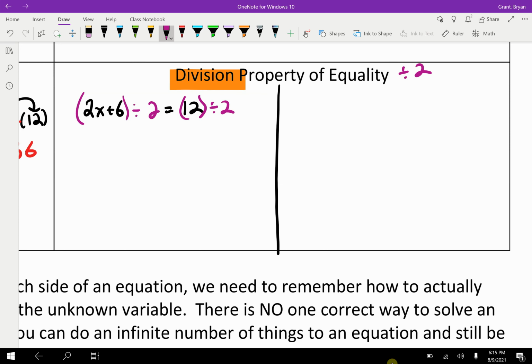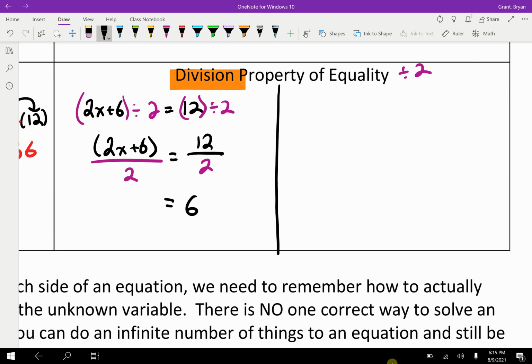The number that comes first takes the numerator spot. The number that comes second takes the denominator spot. So for pretty much every time from here on out, instead of writing this divided by sign, we're going to do division by writing this as a fraction. 2x plus 6 divided by 2. And I'm reading the fraction line as divided by. Same thing, 12 divided by 2. And then we're going to simplify. 12 divided by 2 is 6.